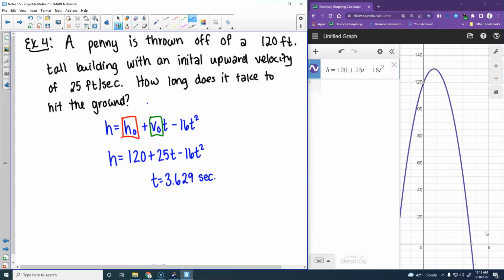I love these problems. I think they're, especially with Desmos, I think it makes it not too terribly difficult and kind of useful here. So, you know, if somebody throws a penny off of this skyscraper and you're standing beneath it, you have 3.6 seconds to move before it hits you in the head. It's going to probably cause some damage from that height.